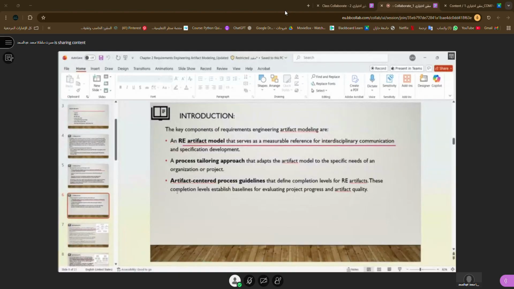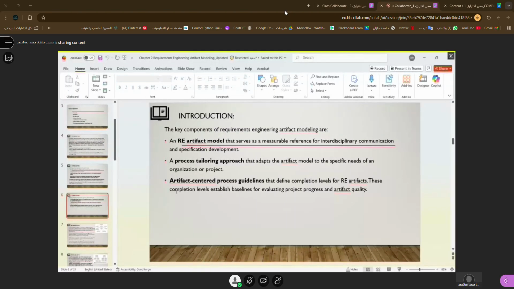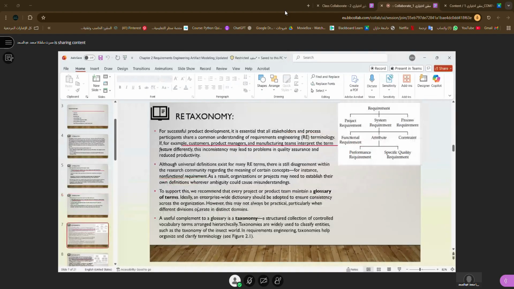The next one, what are the key components of requirements engineering artifact modeling? What are they? These three. Okay. And then requirements engineering taxonomy, important one. Okay.